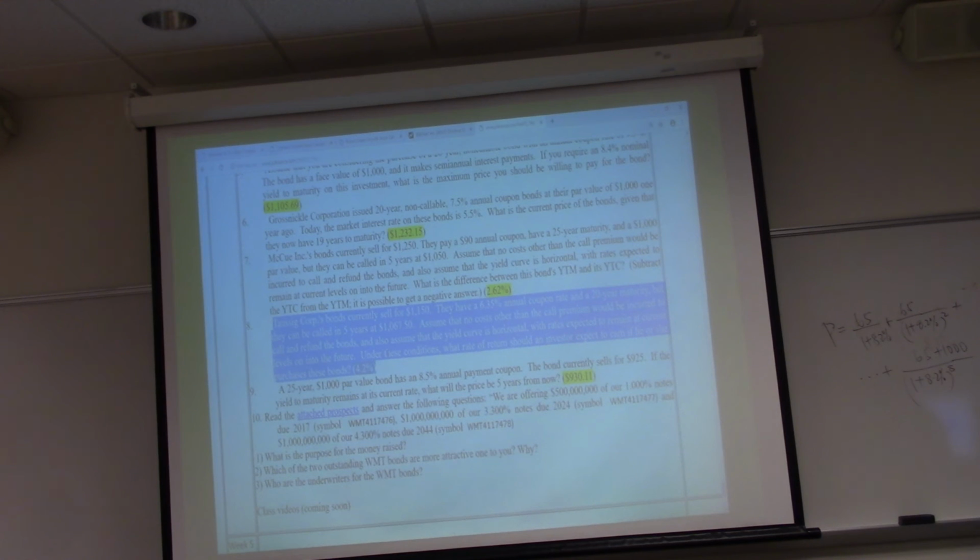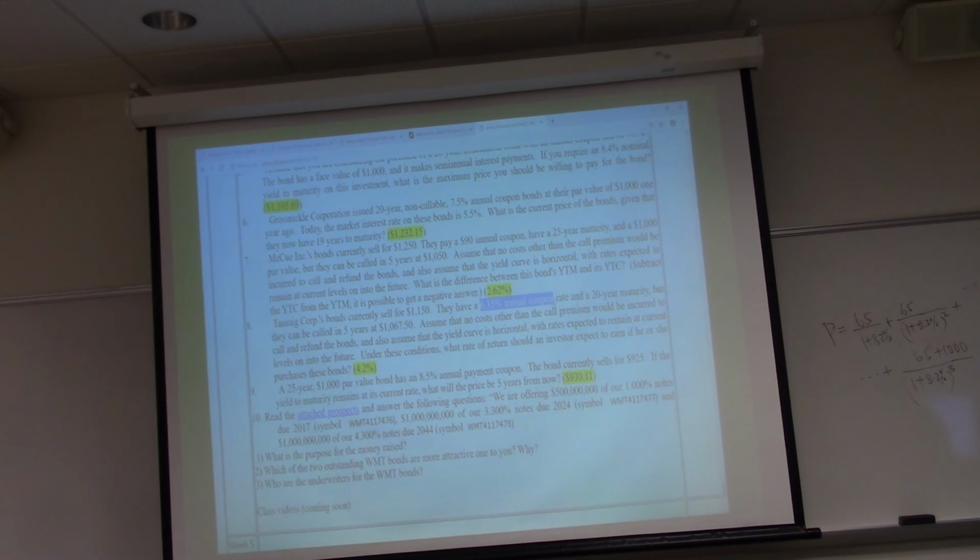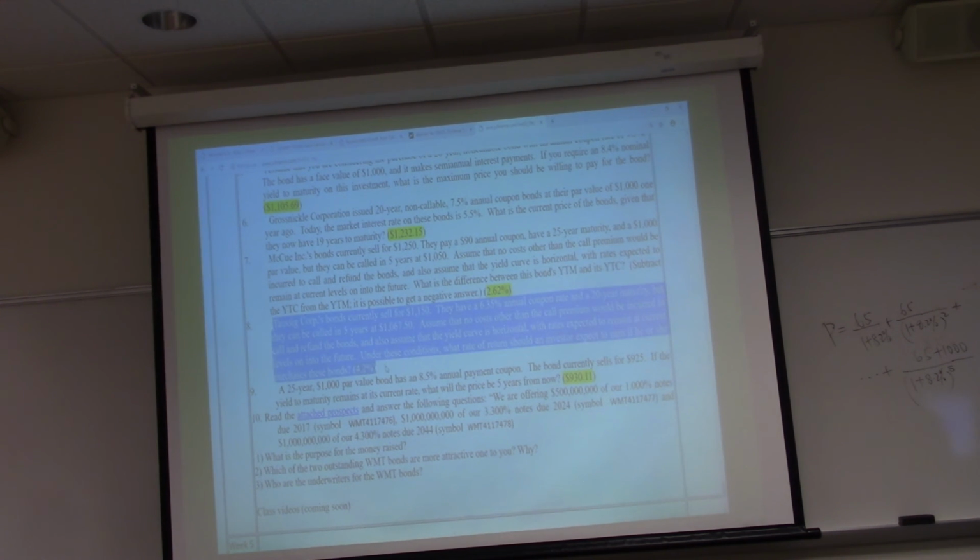Based on the question, it seems like these conditions make it seem like the coupon rate is going to fall. The coupon rate never changes. It's the interest rates in the market. It happens only when interest rates drop. The question doesn't say that interest rates are expected to fall.